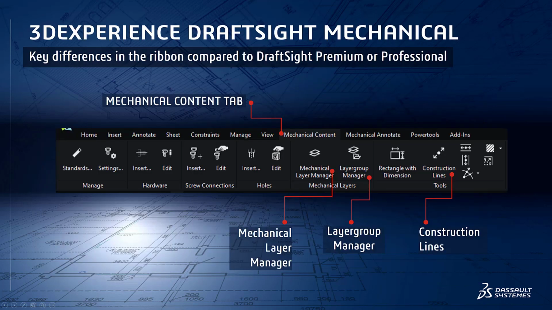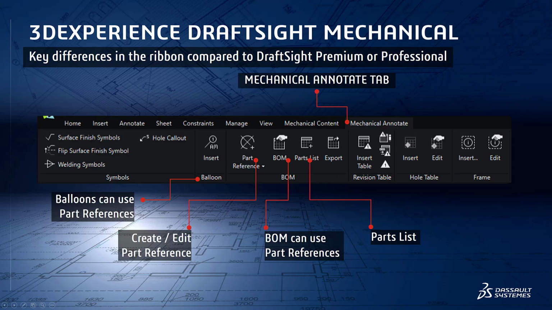Let's start with the updated 3D Experience DraftSight Mechanical user interface. By default, you are given two additional ribbon tabs that contain new commands and features: Mechanical Content and Mechanical Annotate. The Mechanical Content tab is introducing additional features for mechanical layers and construction lines. The Mechanical Annotate tab is both introducing new and enhanced features.